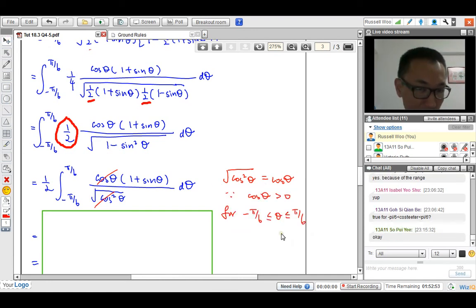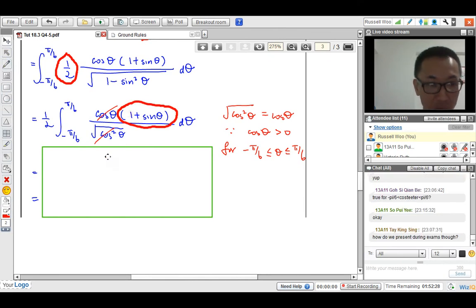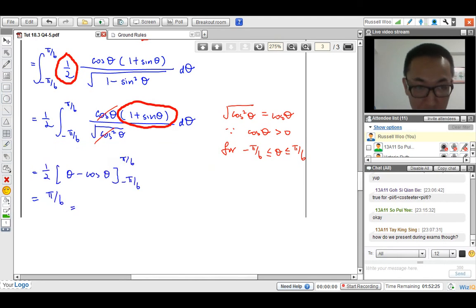Yeah, because look at the limits here. Between negative pi over 6 and pi over 6, cosine theta is always positive. Therefore, square root of cosine square theta is always equal to cosine theta. You can cancel like that. And this becomes an extremely easy problem of integrating just a 1 plus sine theta, which I am not going to go through in detail, and we get this done.